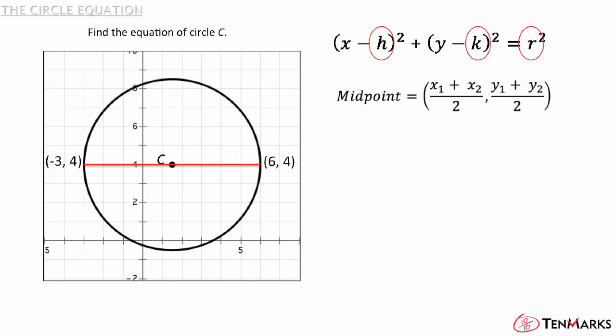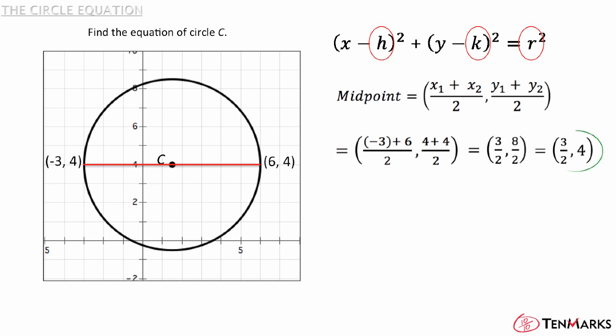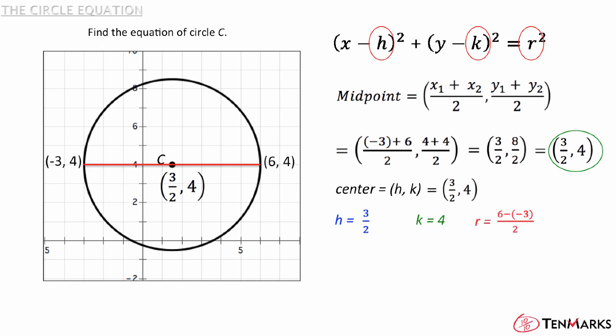Using the midpoint formula, plug in the information from the endpoints and simplify to get that the midpoint is at (3/2, 4). This is the center of the circle. Since the center is at point (h, k), which is equal to (3/2, 4), h is equal to 3/2 and k is equal to 4. The radius is half the length of the diameter. So you can find this value by taking 6 minus -3, divided by 2. Simplify to find that the radius is 9/2.